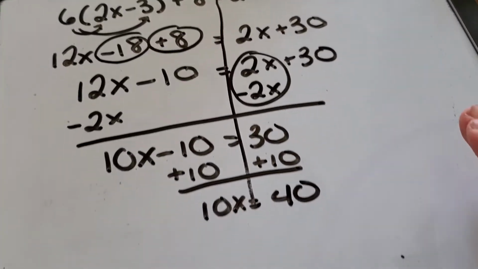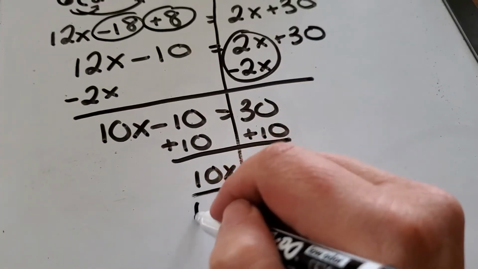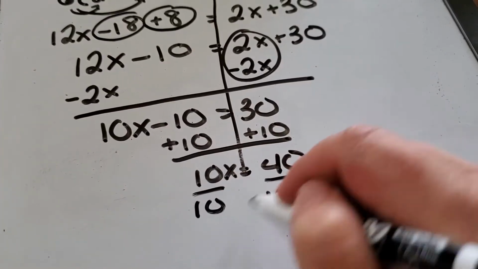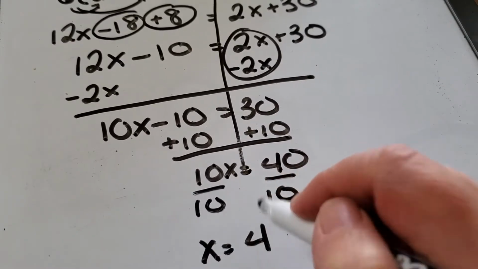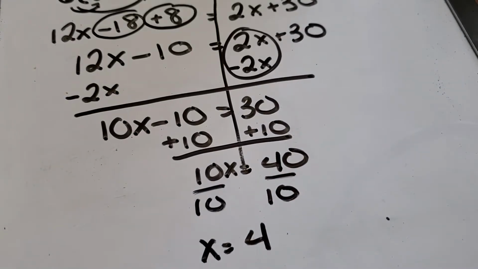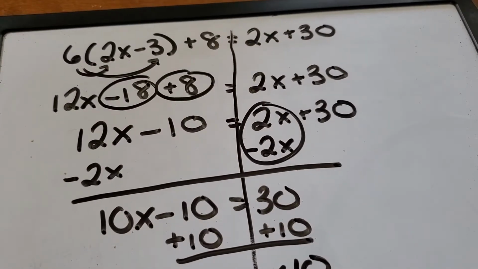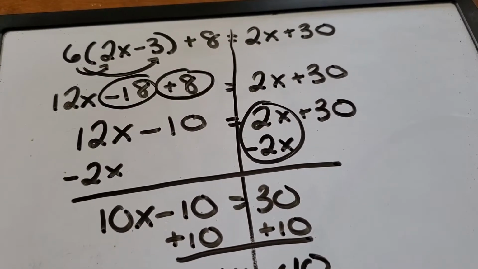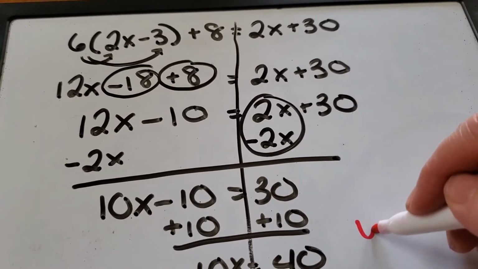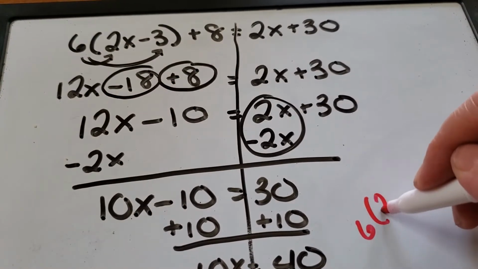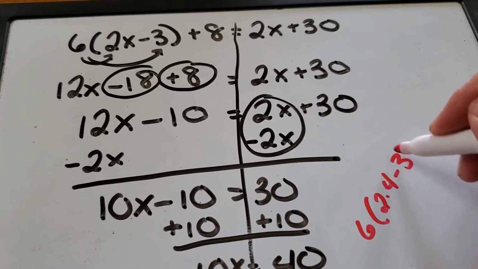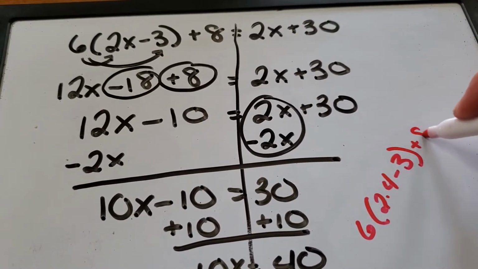Oops, move that up a little so you can see that. Divide by 10. And x equals 4. Remember to check it by taking the 4 and plugging it in for x in the original equation. So it would say 6 times (2 times 4 minus 3) plus 8.